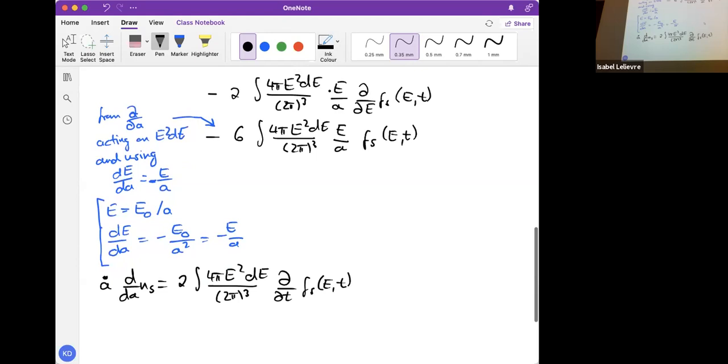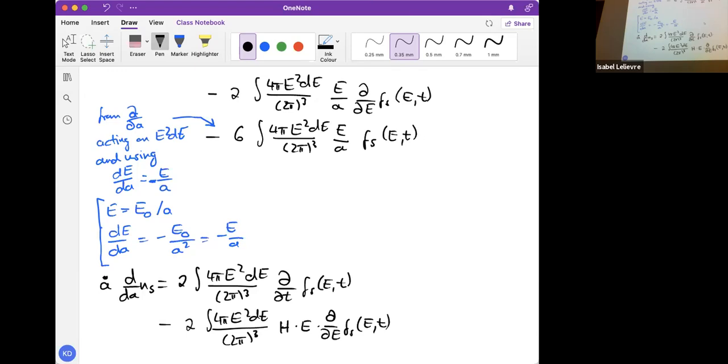The second term, when we multiply by a dot here, we get a factor of a dot over a, and that is just the Hubble parameter. So we introduce the Hubble parameter. So minus 2 times integral 4 pi E squared dE over 2 pi cubed times Hubble times E times the energy derivative of the phase-space distribution.